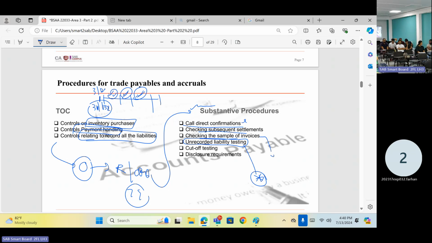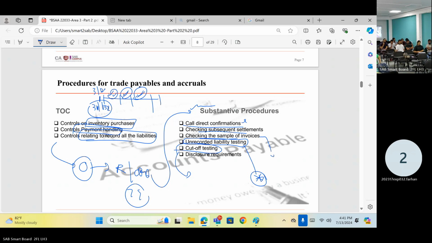Then, cut-off testing. This cut-off testing may cover the purchase cut-off, credit purchase cut-off, not cash purchase cut-off, to check whether we have recorded whatever creditors are relevant for that period. That's very important. For that, all the credit purchases should be evaluated, the credit purchase sequence order should be taken, and we check whether we have recognized each for this period or not. Next year's credit purchases should be recorded in the next year.